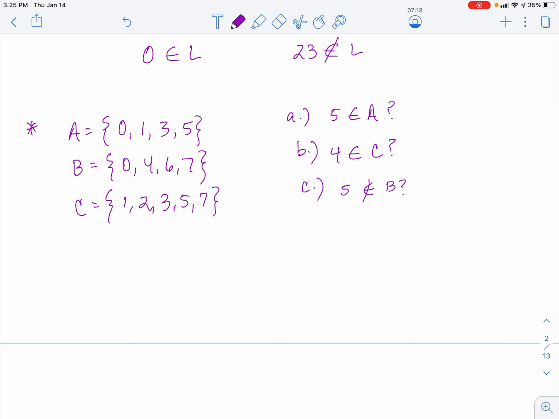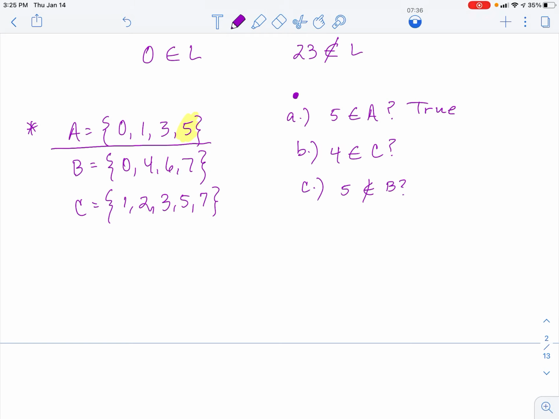So let's look at A here, this A on the left right here. I'm looking at this column over here. So 5 is a member of A, true or false? Let's go look at set A. Is 5 a member of that? Yes, it is. It's right here. So this one is true.